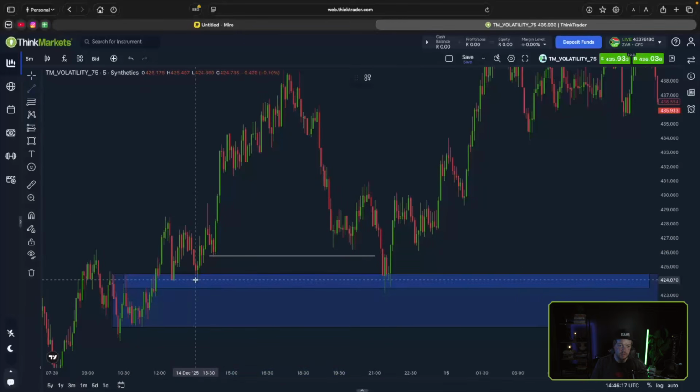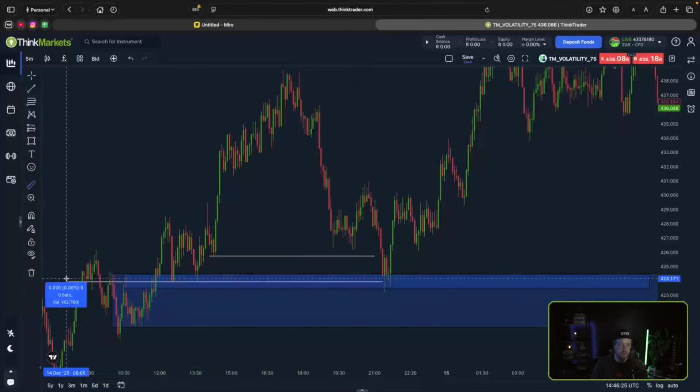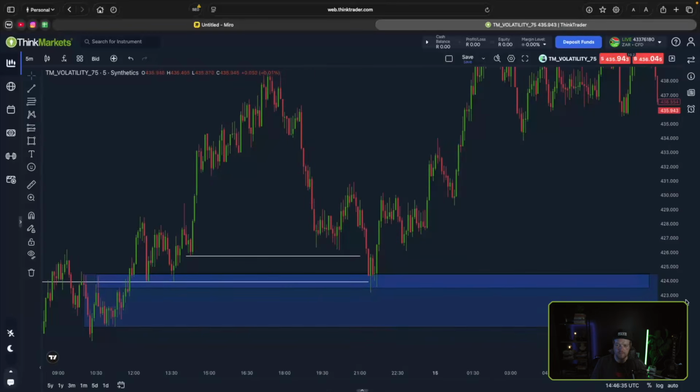We currently took out these lows as well. As you can see, it's equal lows right over here. If you are a support and resistance trader, you can clearly see this became support, resistance, and it tapped, and here we are again. So there's a bunch of ways you can look at this market right over here.